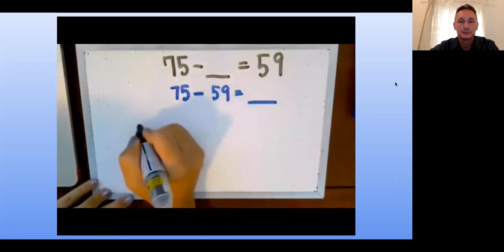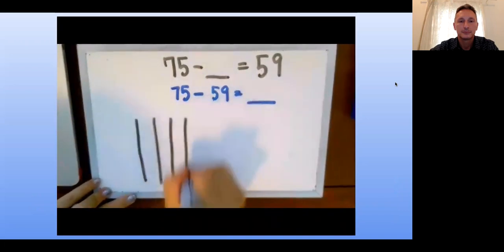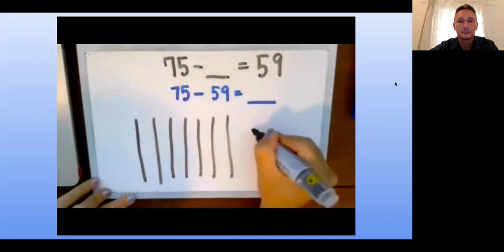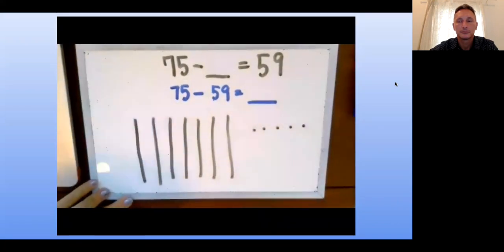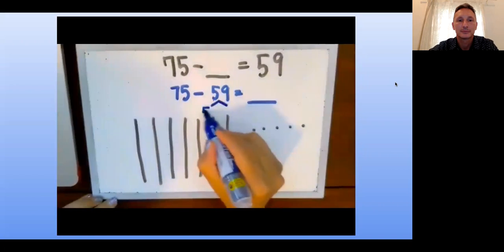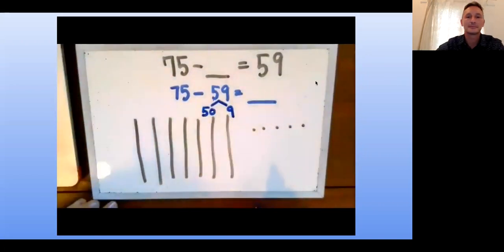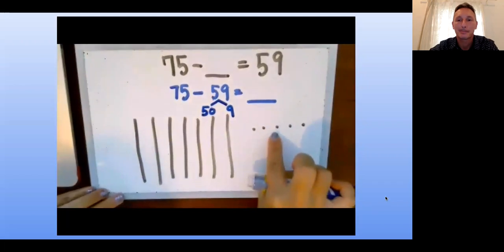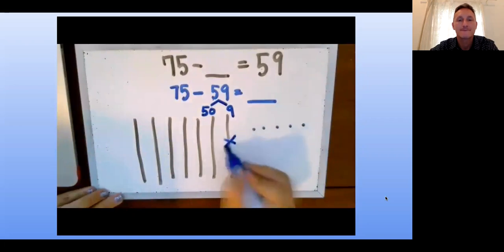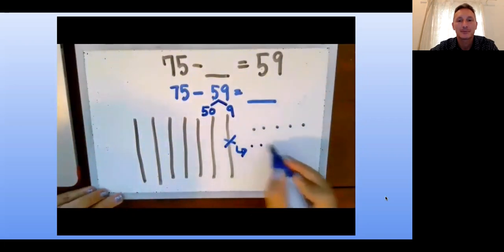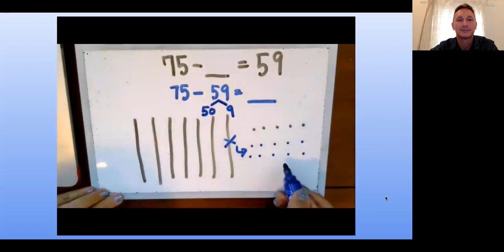First, I'm going to build 75. Take away 59, which is 50 and 9. I'm looking at my ones and I can already tell that I don't have enough ones. So I'm going to take my 10 and I'm going to exchange it with 10 ones. Now it looks like I have enough ones. I'm going to take away 9 ones.